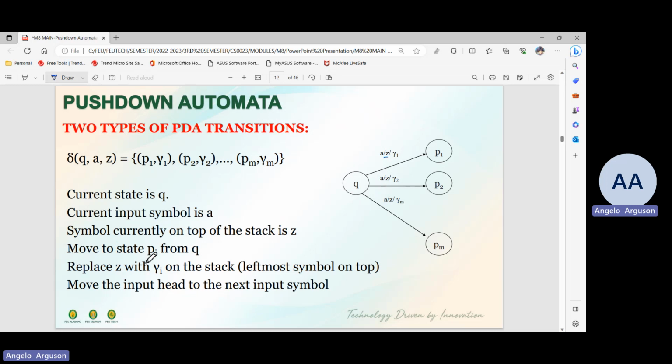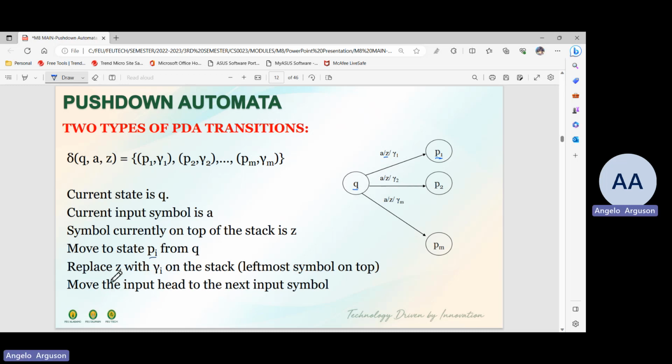Now move to the state P sub I from Q. Again, the P sub I refers to whichever you are currently pointing at. If you've gone to P1, you might be pointing to P2 next, and so on and so forth. Since currently we are starting this transition, we should point to P sub 1 as our P sub I. So we move from state Q, starting from Q, we go to P sub 1 in this case.